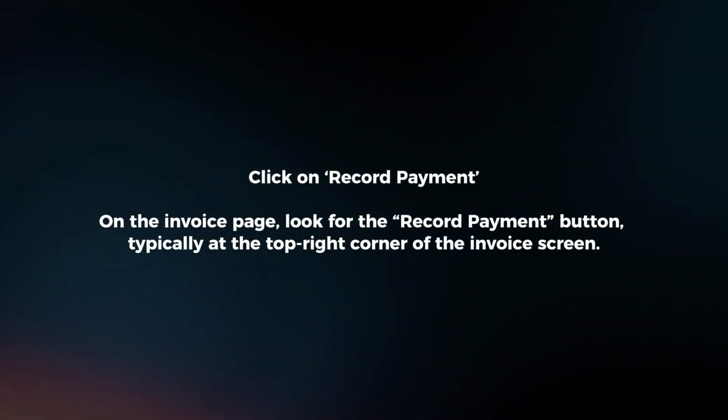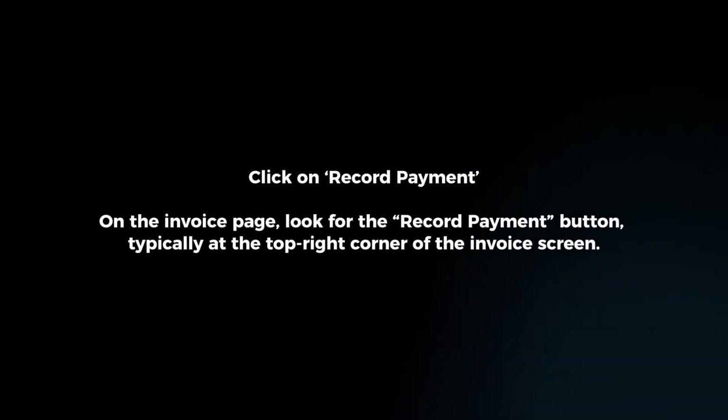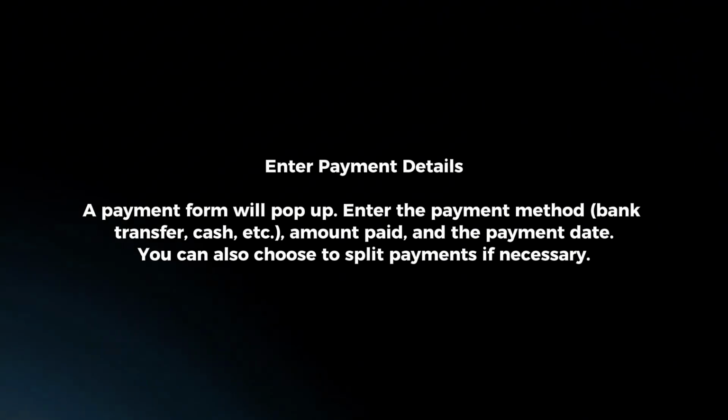Click on Record Payment. On the invoice page, look for the Record Payment button, typically at the top right corner of the invoice screen. Enter payment details. A payment form will pop up.